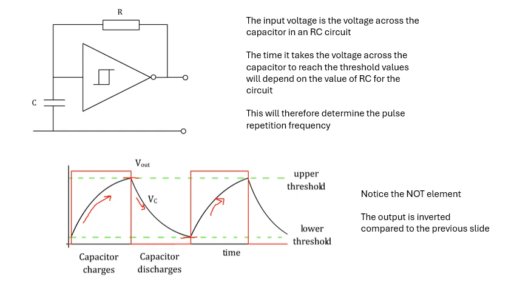Notice the NOT element, by the way. So when the input goes high, then the output goes low. When the input's low, then the output goes high. So the output is inverted, which it wasn't on the previous slide. So there's the Schmitt trigger followed by a NOT gate.